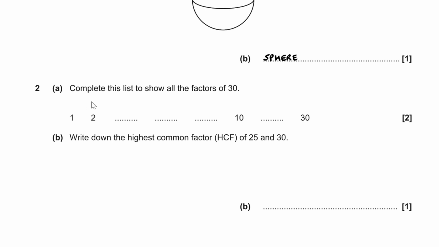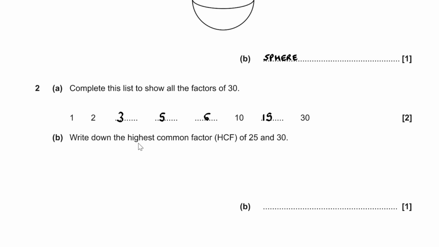Question number 2. For part A, we have to complete this list to show all the factors of 30. Well, 1 times by 30 is 30, 2 times by 15 is 30, 3 times by 10 is 30, and 5 times by 6 is also 30.